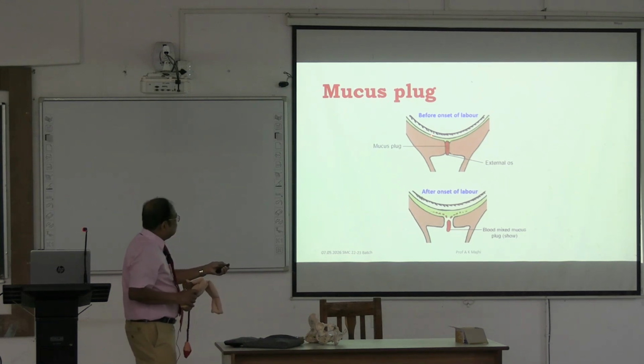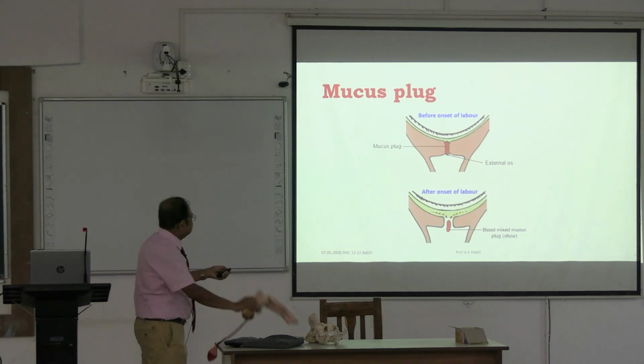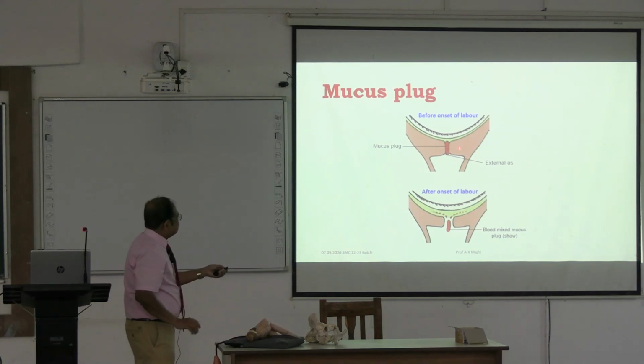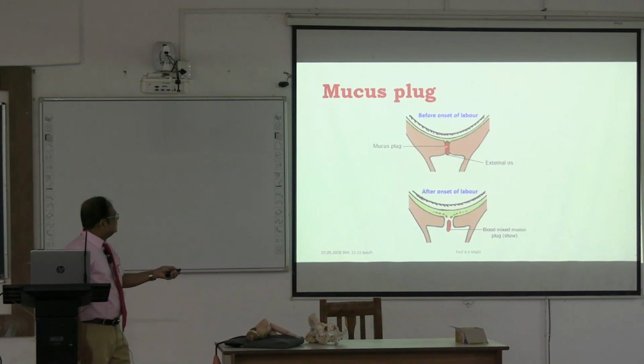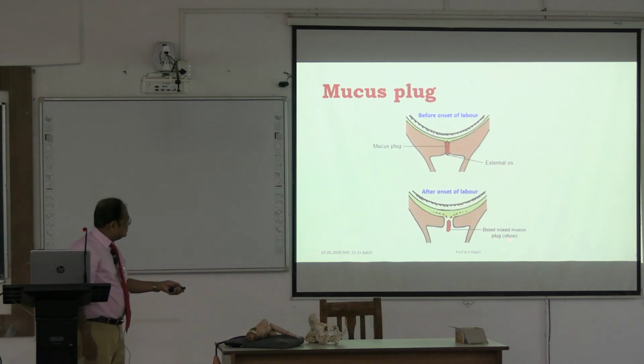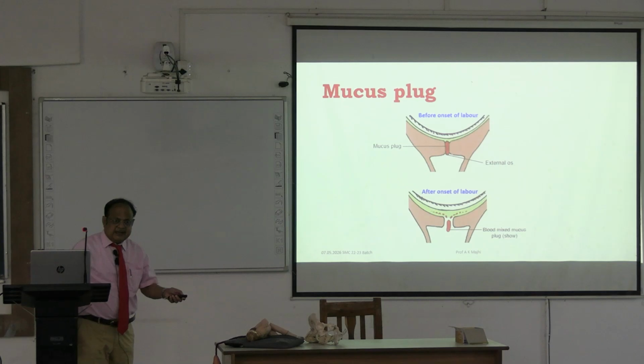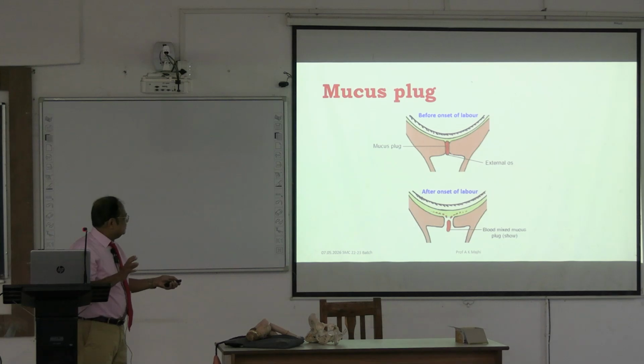And here there is the liquor, amniotic fluid. After onset of labor, what happens? There is a mucus plug that should be there. There is a blood mixed plug that is called the show. So what is show? It is the cervical mucus mixed with blood. That is show.